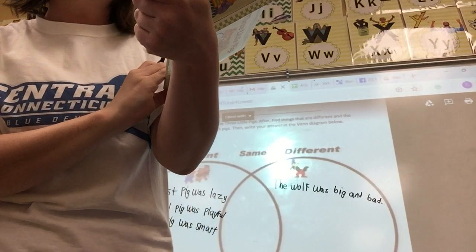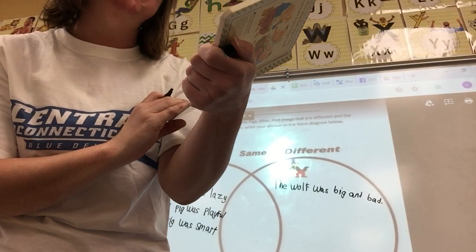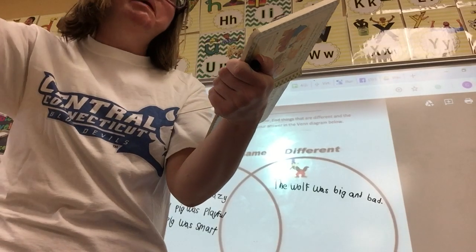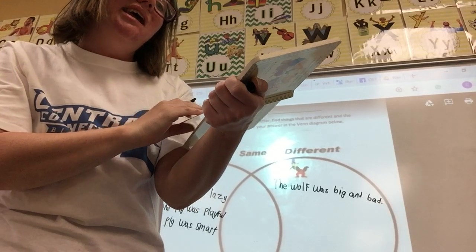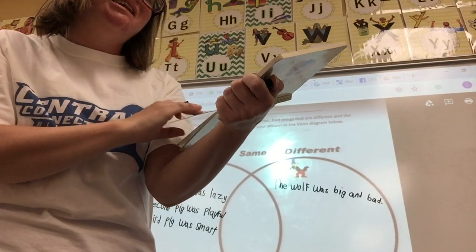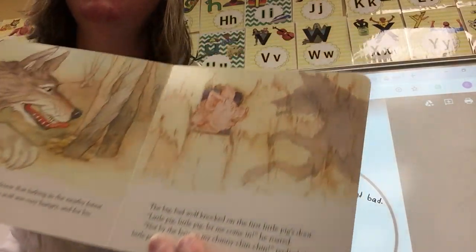The big bad wolf knocked on the first little pig's door. Little pig, let me come in, he roared. Not by the hairs of my chin, replied the first little pig.